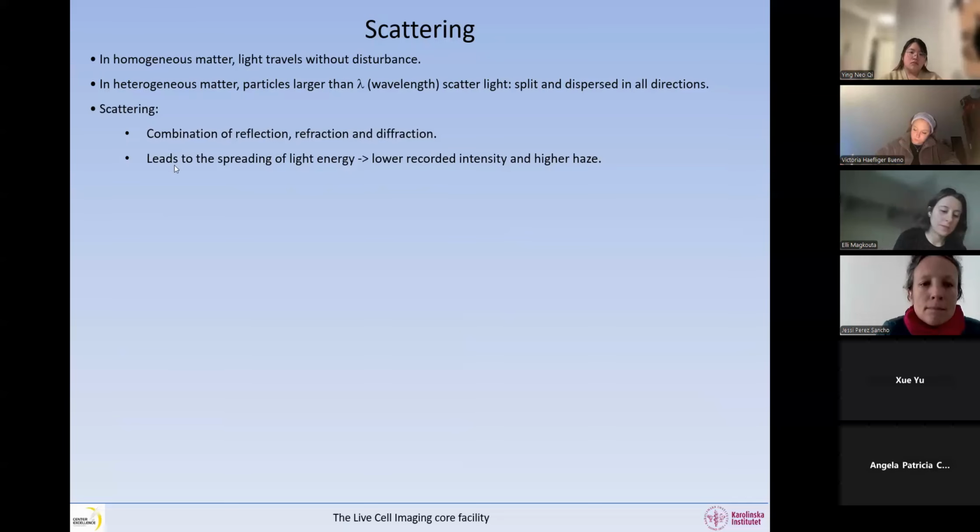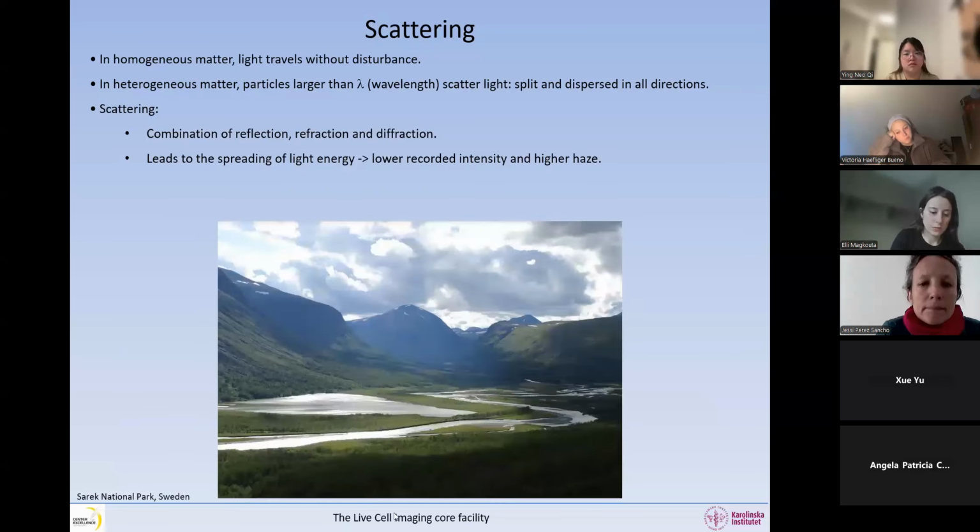So it leads to a spreading of the light energy, and therefore we have a lower recorded energy and a higher haze. So we don't like scattering in microscopy. It doesn't help. And if you look at these very nice pictures of the beautiful Sarek National Park, you can see in here that we have some shrubs, but in this distant mountain, we cannot see the shrubs. And why is it? Because it's very likely that the shrubs are everywhere on all the mountains at the same level, but we do not see them.